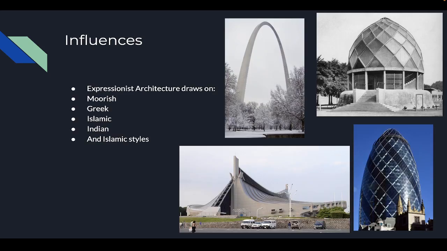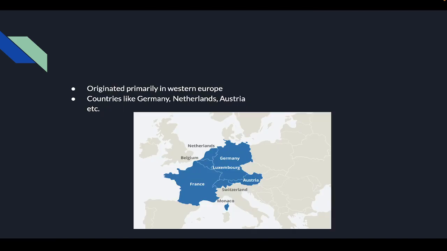Not many technical advances, I'm afraid. The architecture is very off-putting, so there weren't many advances. Some influences to this include Moorish, Greek, Islamic, and Indian styles, especially as you can see here, that's heavily influenced by Indian and Islamic architecture. So it originated primarily in Western Europe, in countries like Germany, Netherlands, and Austria, especially in Germany.